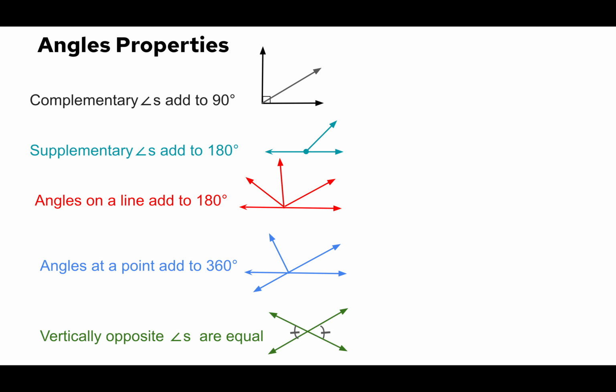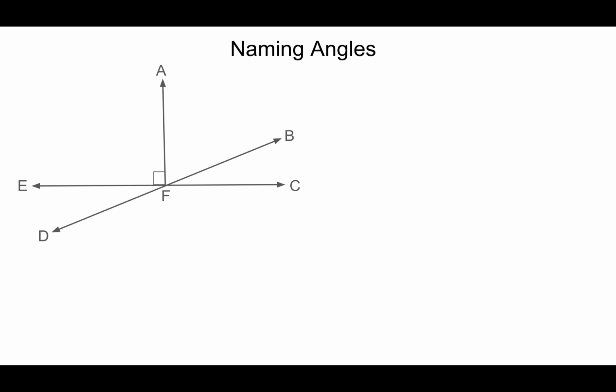Vertically opposite angles are equal. So when we have two lines intersecting, the vertically opposite angles are equivalent. So you can see that I showed that they are equal by putting one little dash. But if you also look, the top and the bottom are also equal, and those are two dashes. So the top and bottom are equal, and the left and the right are equal.